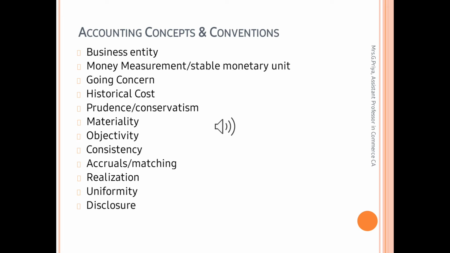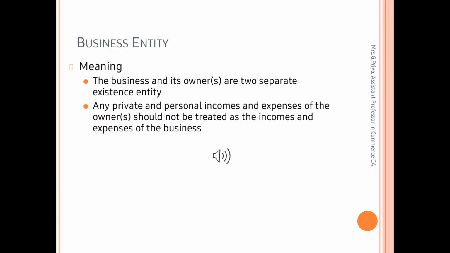That first one is business entity and money measurement, stable monetary unit, going concern, historical cost, prudence convention, materiality, objectivity, consistency, accrual, matching, realization, uniformity, and disclosure. Now I explain the business entity.